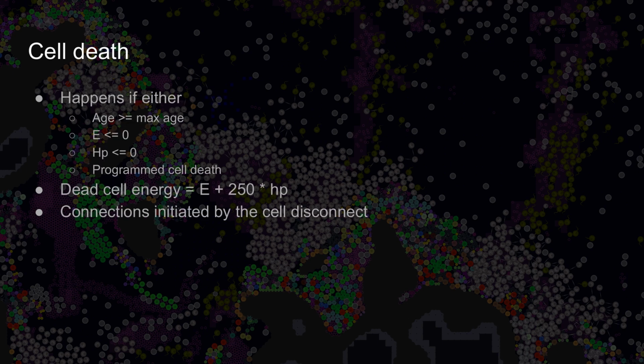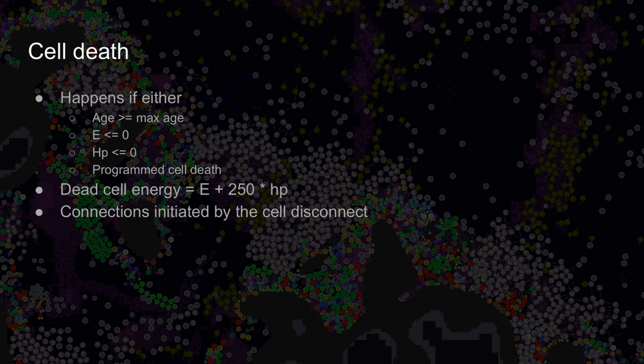Cells can die in 4 ways. The first is if the cell becomes too old. The second is running out of energy. The third is running out of hit points. The fourth way is special, as it is initiated by the cell by executing a special DNA instruction.